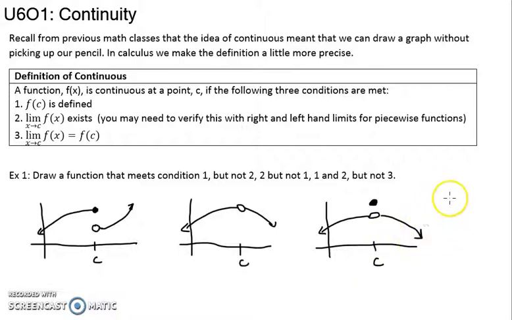Now, if all three are met, we can think about this one again. So the limit exists. If the limit is what the function is, we close that circle in, and really we can just go straight across and make that a continuous function. So if all three are met, then we're going to be continuous.